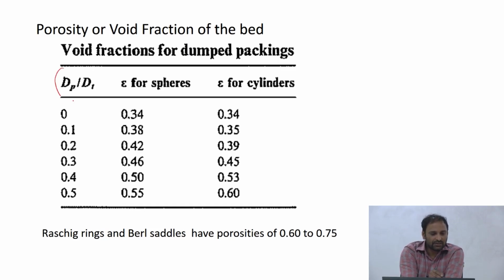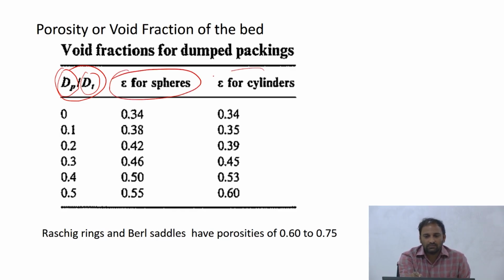So what you're seeing here is dP by dT, where dP is the particle diameter, and dT, if you have a packed bed, you can think of as the diameter of the column in which the particles are put. What you're looking at is two curves: epsilon for spheres, and I'm already giving the second hint, epsilon for cylinders.